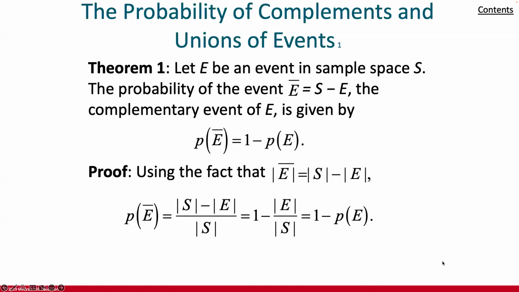Okay, we have a handful of charts looking at the probability of complements and unions of events. Here is a theorem. I won't go through the proof. Let E be an event in a sample space S. The probability of the complementary event not E is given by p(not E) = 1 minus the probability of E.